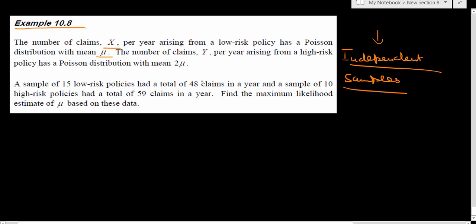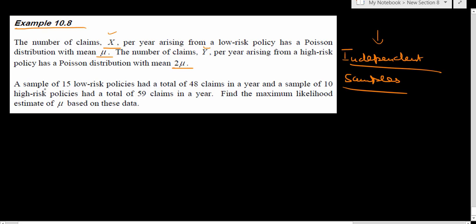and the number of claims per year arising from a high risk policy has a Poisson distribution with a mean 2 mu. Okay, so there's this low risk policy and this high risk policy, and they have parameters, and X has a lower parameter. This leads to a lower number of average claims, and Y leads to a higher number of average claims, as expected.